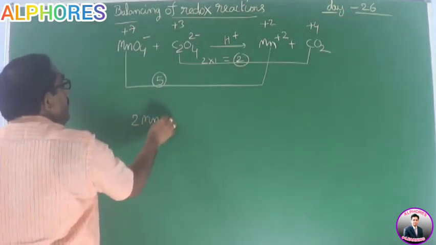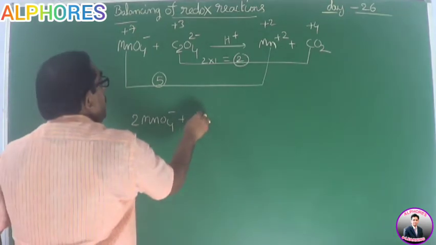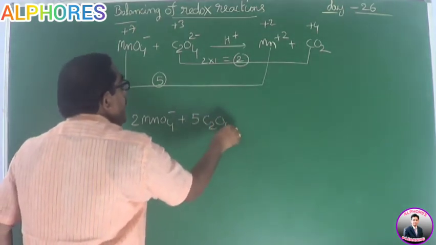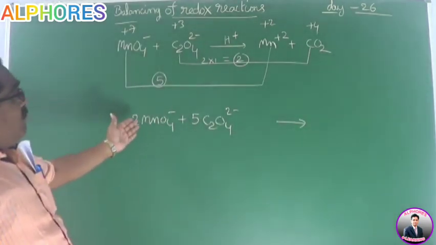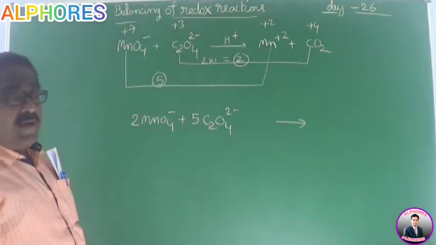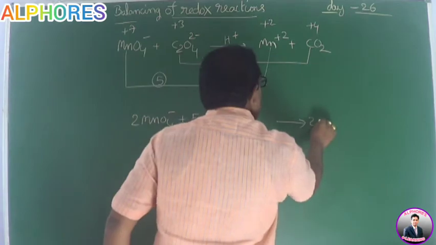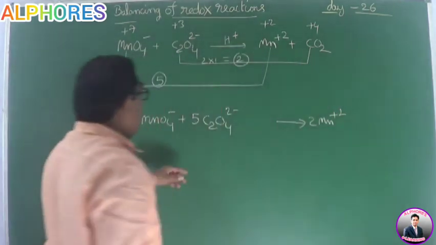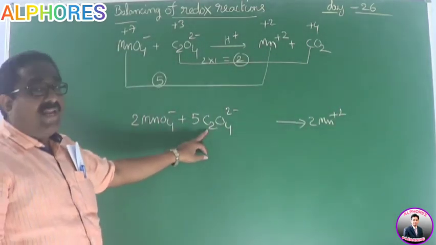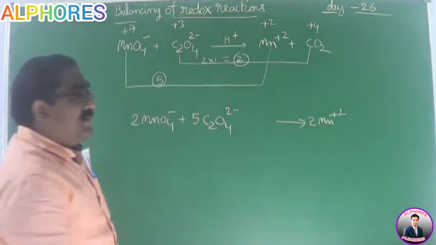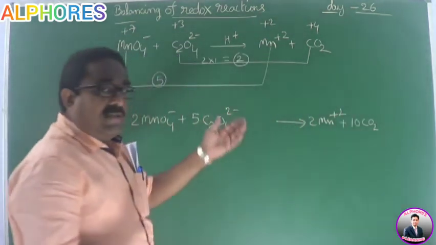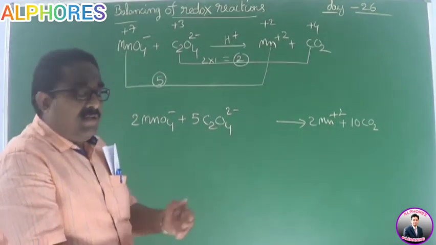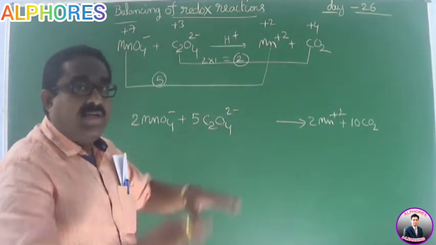2 MnO4 minus plus 5 oxalate ions gives rise to 2 manganese. So I have to multiply that side manganese also with 2, 2 Mn+2. 5 into 2, 10 carbons, so I have to write it as 10 CO2. Okay, this is acidic medium. Our next target is balancing of oxygen and hydrogen. With that it is over.